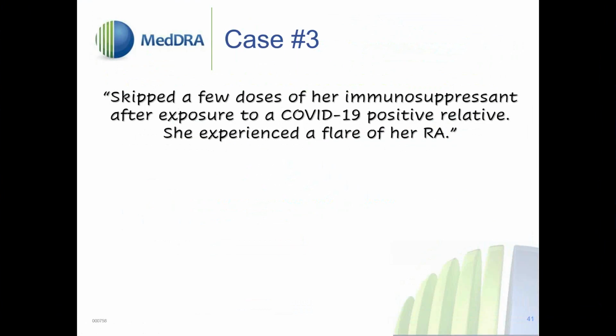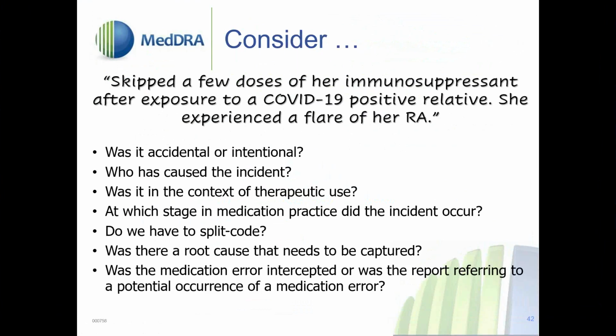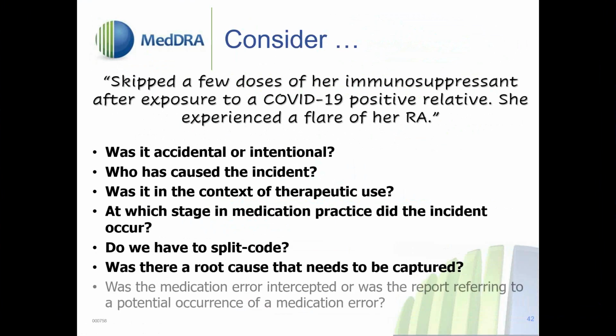Here it is reported that a patient skipped a few doses of her immunosuppressant after exposure to a COVID-19 positive relative. She experienced a flare of her RA. So this is our verbatim. Again, we will have to ask the usual questions. And here we can really answer the first 6 in this instance, because we also have a root cause for this deviation. Skipped a few doses of an immunosuppressant after exposure to a COVID-19 positive relative. She experienced a flare of her RA.